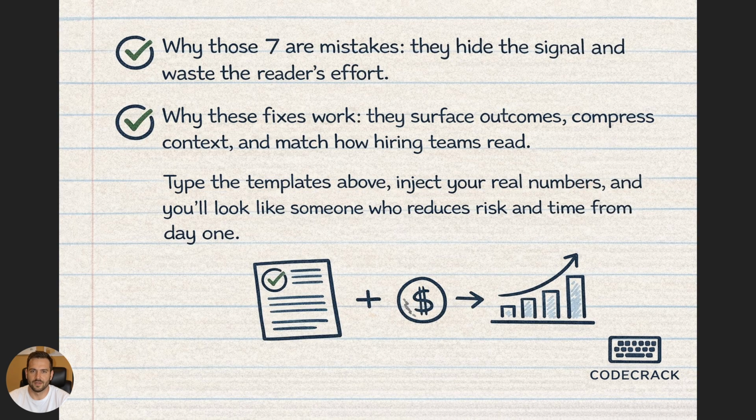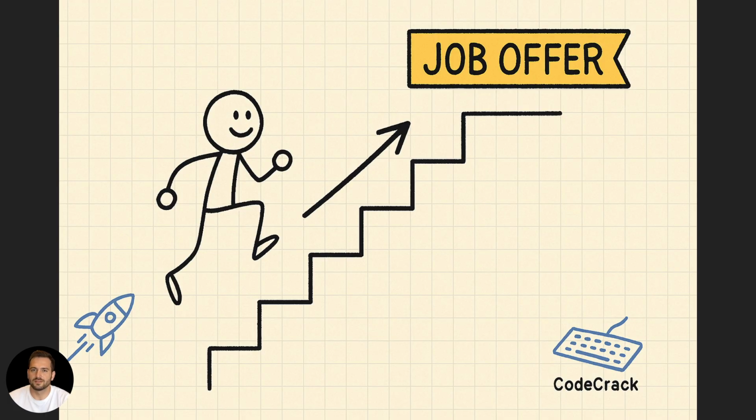And wrap. Why those 7 are mistakes. They hide the signal and waste the reader's effort. Why these fixes work. They surface outcomes, compress context, and match how hiring teams read. Type the templates above, inject your real numbers, and you'll look like someone who reduces risk and time from day one. Now you're 1% smarter.